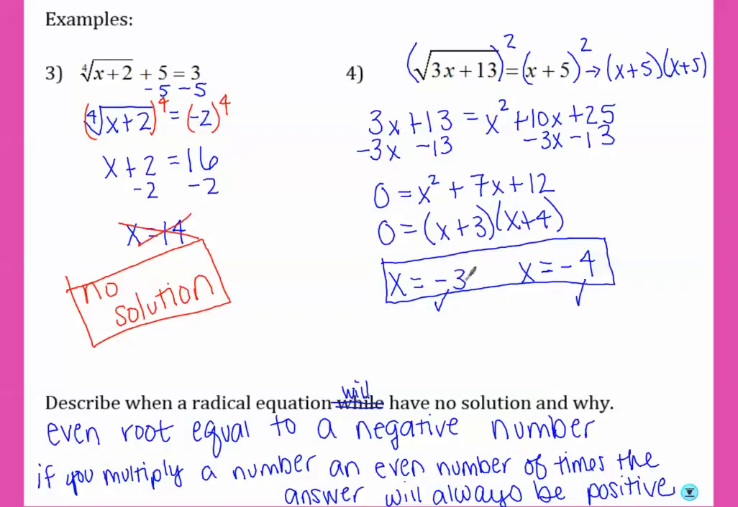Now, as we saw in example number 4, the x itself can be negative, but when you plug it into that side, that's when you can't have the negative.